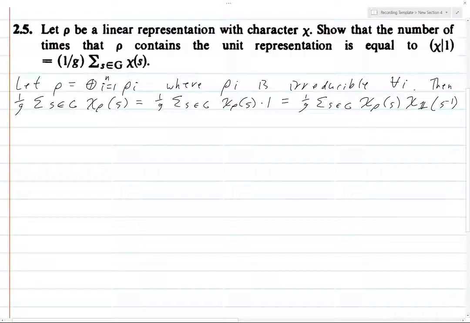And so then what is this? But this is, by definition, equal to the inner product of chi rho with chi 1.